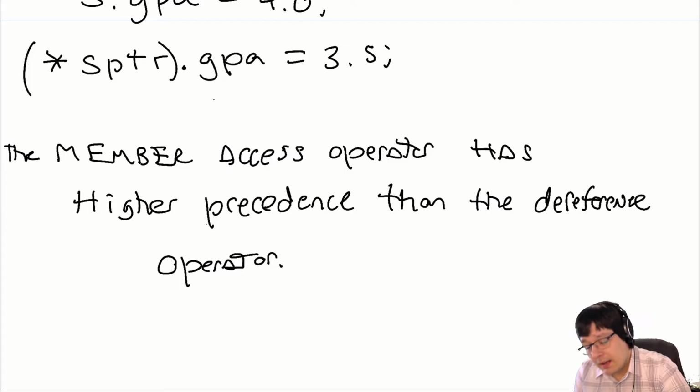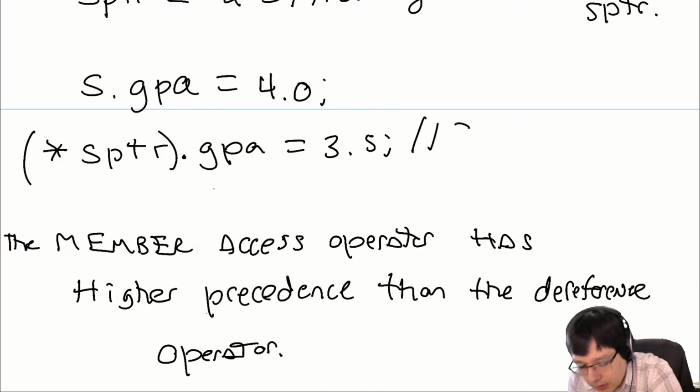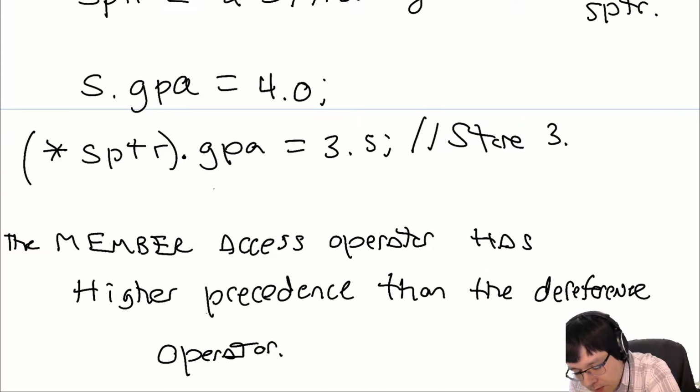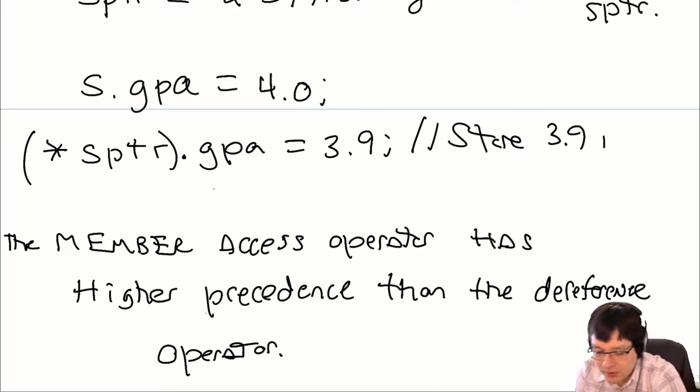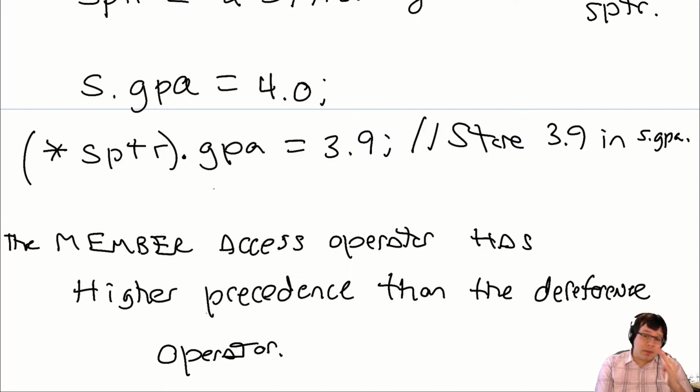So this basically says dereference sptr, which takes us to s, and then we do s.gpa, which takes us to the gpa class variable and stores 3.5. You know, that's kind of bad. Let's do 3.9. Let's not ruin their hopes and dreams. Store 3.9 in s.gpa. Okay? So that's very important to know.